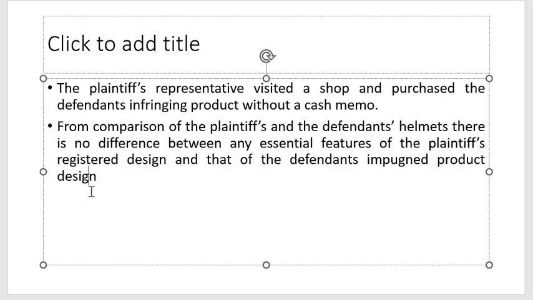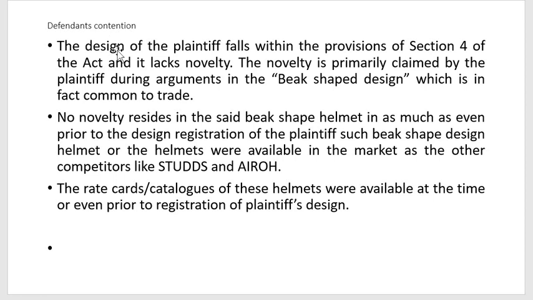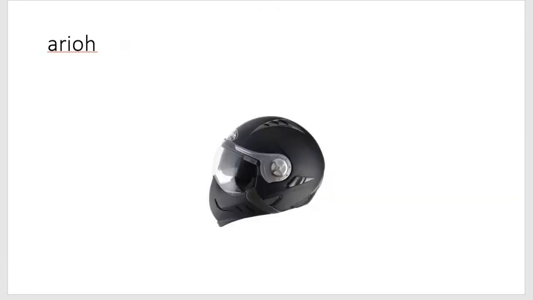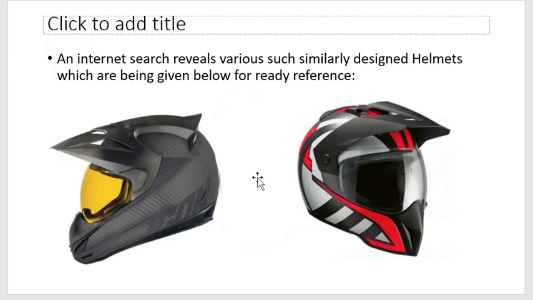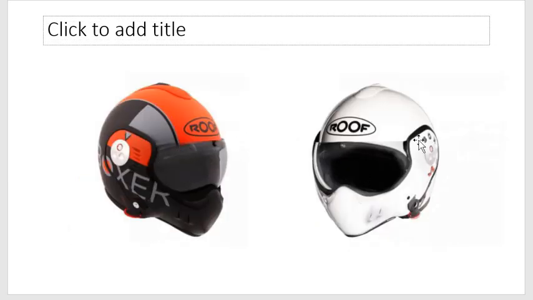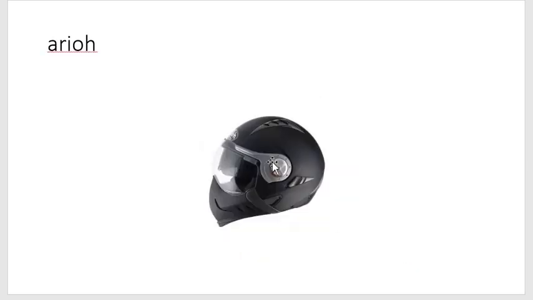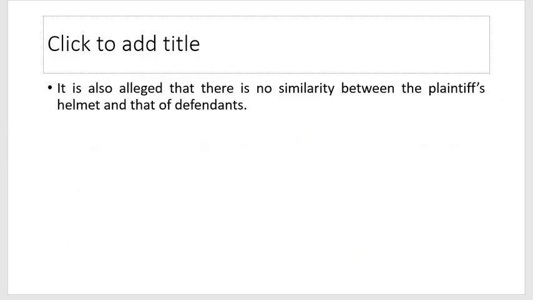You will get to know this after the case, but let's see their contentions also. The defendant said that the plaintiff's design falls under Section 4 as it lacks novelty. Section 4 requires that a design, if novel and original, can be protected. So the defendant said it's not novel, not original. The novelty is claimed in this beak-shaped design. I'll show you: this is an already existing design, then this is another one, then these are the beak-shaped designs, other than the plaintiff's and defendant's, which are already existing in the market. Then these are some other designs. So basically it was a beak-shaped design, and for reference they produced other designs that are in the market.